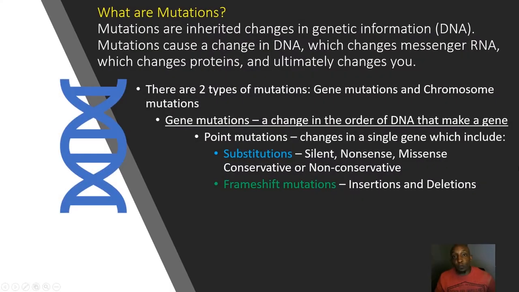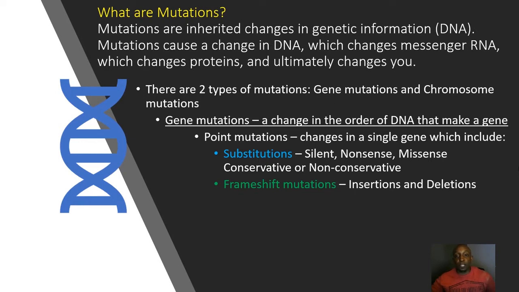On the last slide, we went over the normal sequence of coding DNA into proteins. But what occurs when something goes wrong in that process? That's what brings us into mutations. So what are mutations? Mutations are inherited changes in genetic information or our DNA. And mutations cause a change in DNA, which changes messenger RNA, which changes proteins, and ultimately changes you.